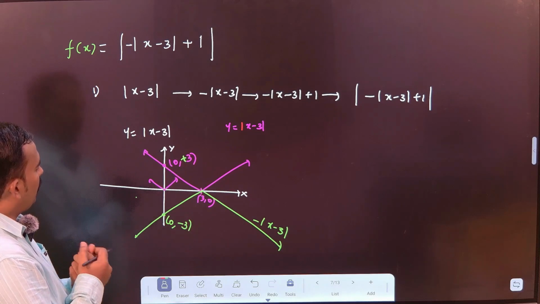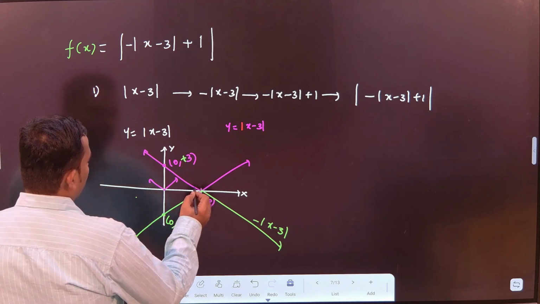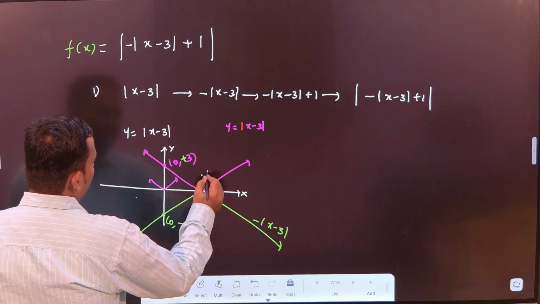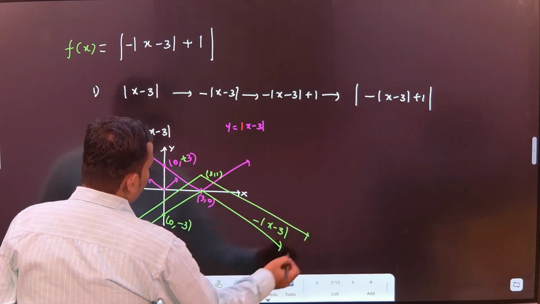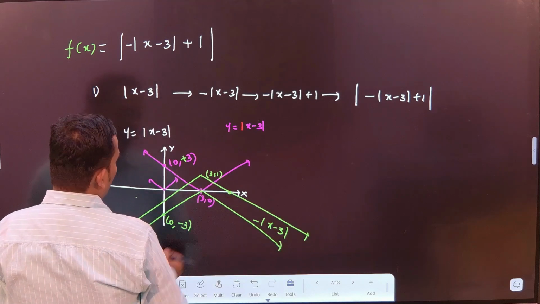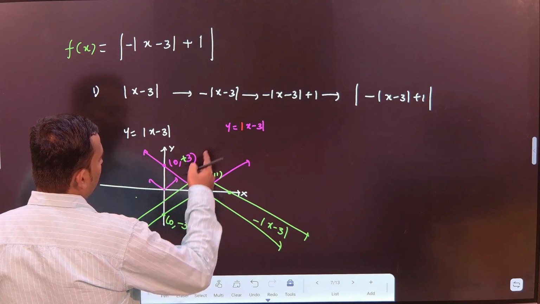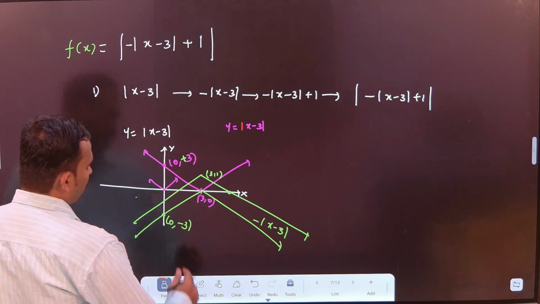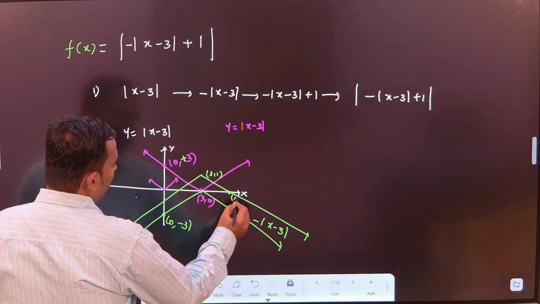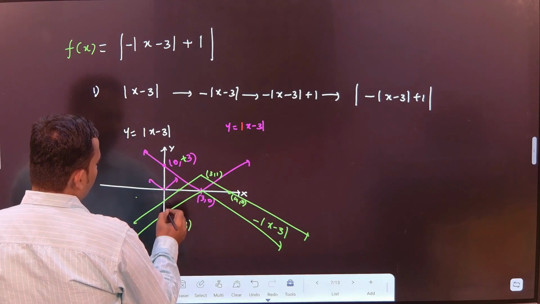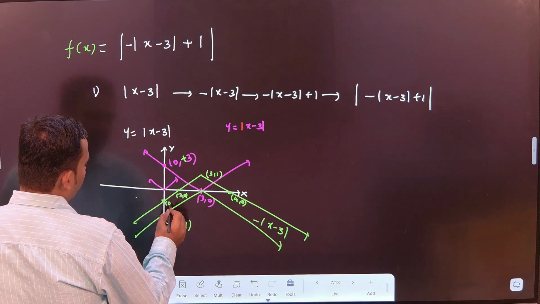Okay. So now what you can do, add 1, just shift 1 unit up. This will be 3 comma 1, right? Just shift 1 unit up. This point will be what? If you are facing difficulty, you can put y equals 0, you can find the y-intercept. Just 1 unit up, no? So this will be 4 comma 0. This will be 2 comma 0. This point will be 0 comma minus 2.